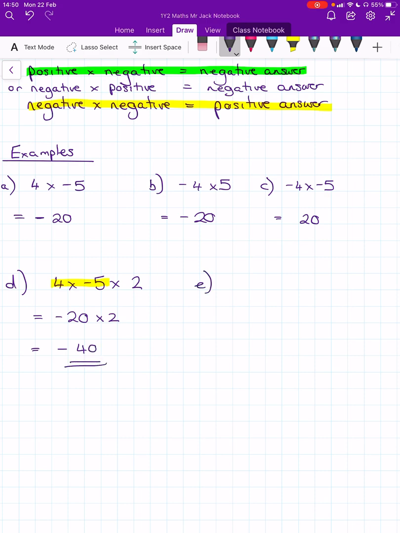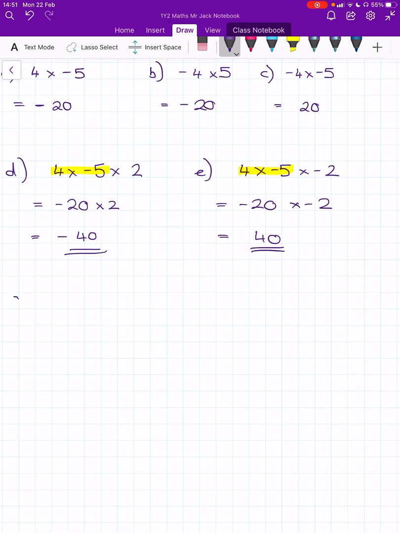Other way this could go, let's do 4 times negative 5 times negative 2. All right, so again, we're going to split that down. We're going to do this bit first. 4 times negative 5, we know is negative 20. Positive times a negative, negative answer. 4 times 5 is 20. And then we multiply that by negative 2. Two negatives multiplying means I'm going to get a positive answer. And I know that 2 times 20 is 40.